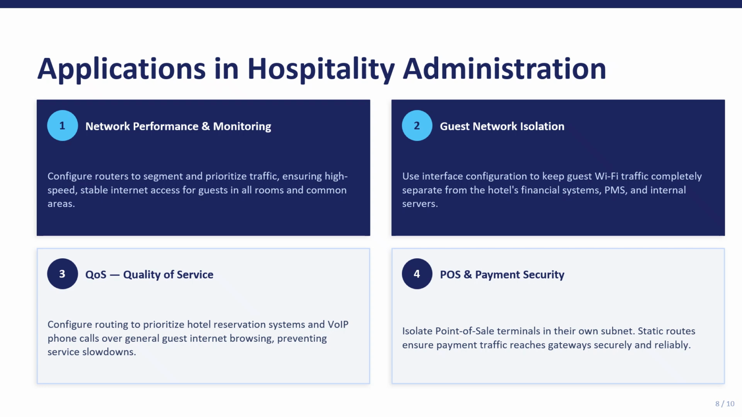And the fourth, POS and payment security. Isolate point-of-sale terminals in their own subnet. Static routes ensure payment traffic reaches the gateway securely and reliably. The point-of-sale terminals for restaurants and shops need their own isolated subnet to protect payment data. A misconfigured router in a hotel can fail check-ins, expose guest data, or drop VoIP calls at the front desk.